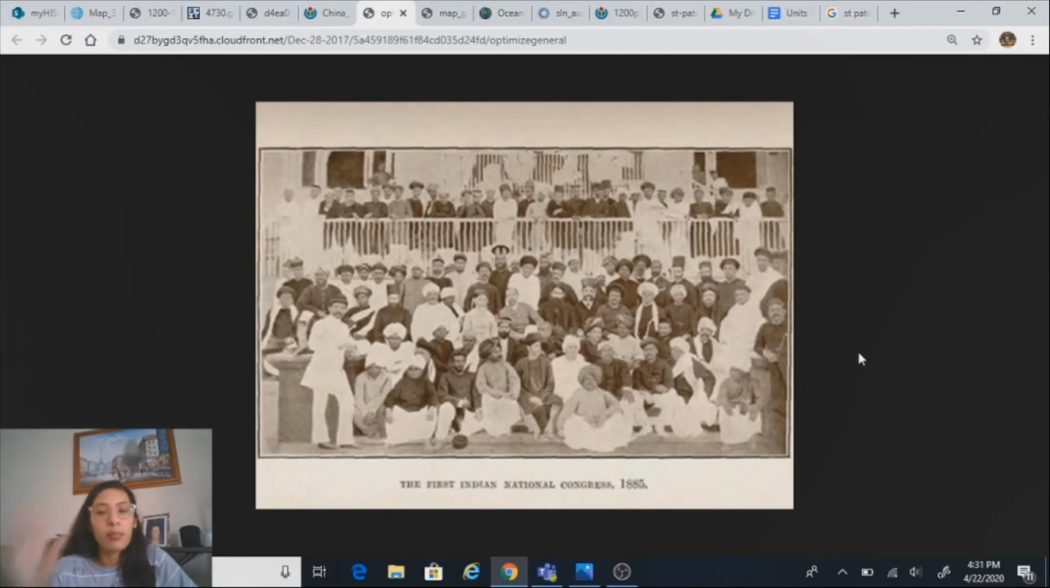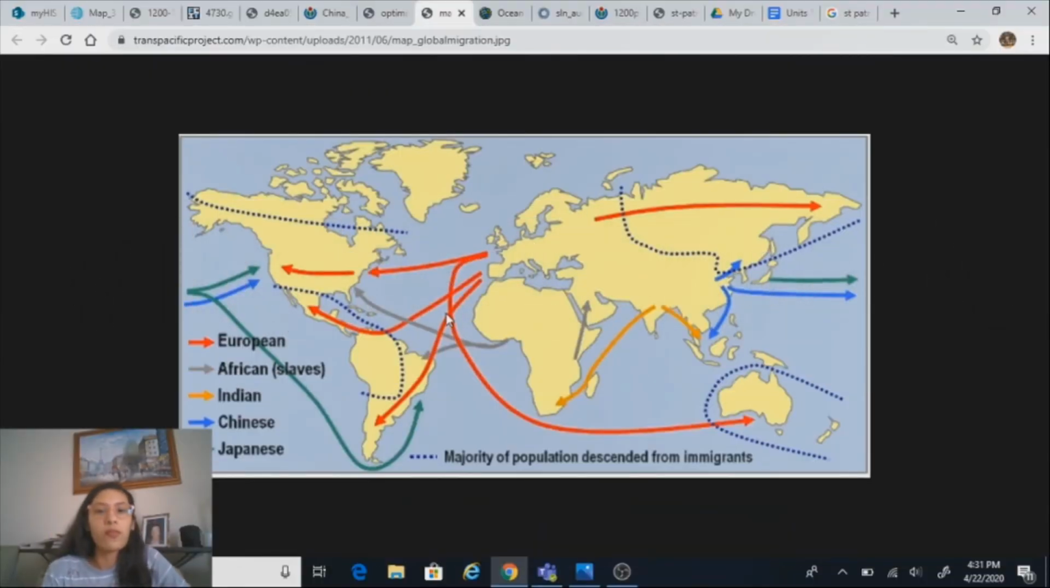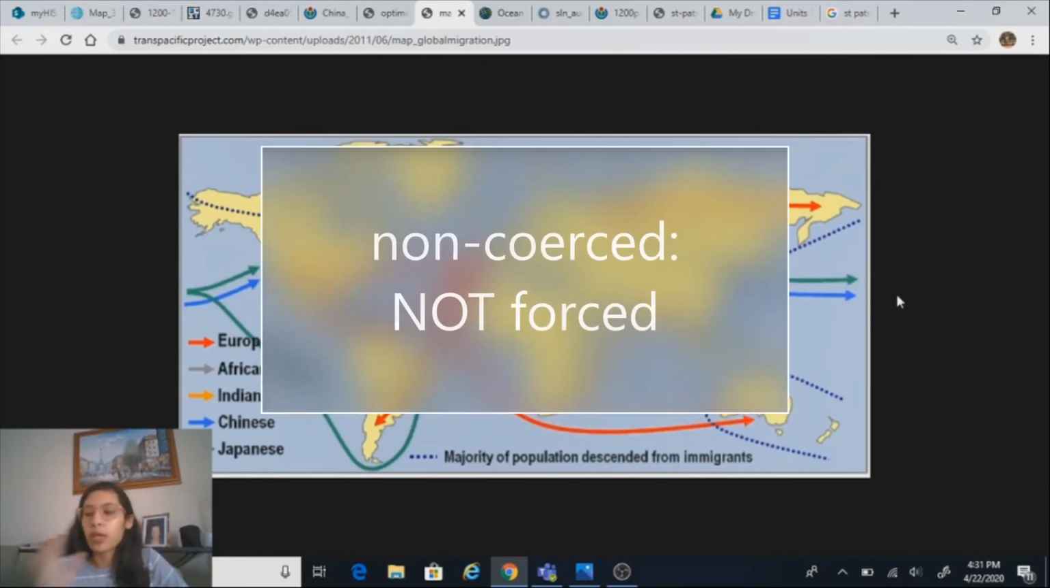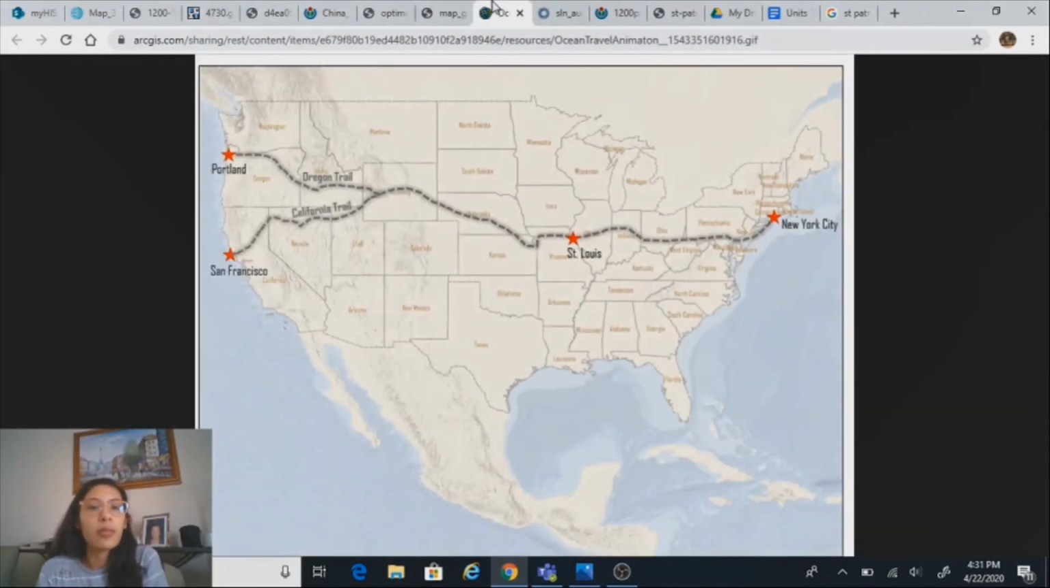Now, the last big change in this unit is going to be migration. So, migration is going to take place in two forms. The first form is going to be non-coerced migration, which means just non-forced migration. It's going to be mostly people moving to cities and people moving to places for economic opportunity. That just means jobs. So one example of this is Chinese immigration from China to the United States. And mostly these Chinese workers are going to come to help build the Transcontinental Railroad.